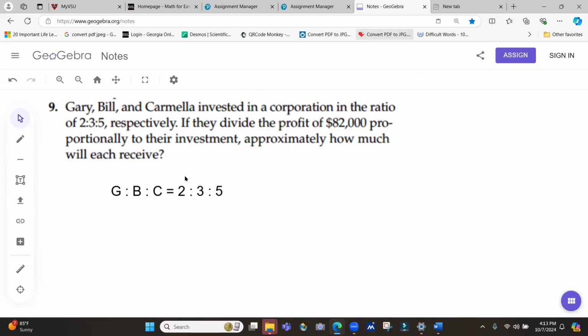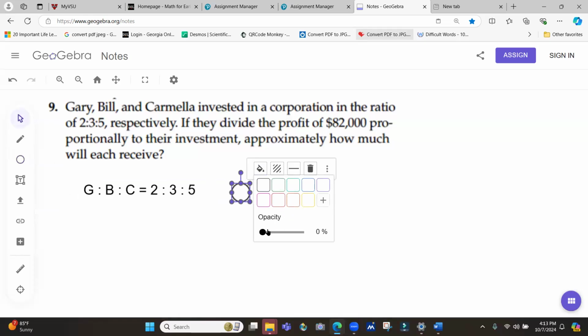Now, Gary gets two parts. If we split the entire corporation into 2 plus 3 plus 5, which is 10 parts, if we cut the corporation's worth into 10 equal parts, Gary should receive 2 parts, Bill should receive 3 parts, and Carmela should receive 5 parts. And I'm going to draw it a little differently. This is Gary's part. I'm going to give him a color. Let's give Gary yellow. He gets 2 parts.